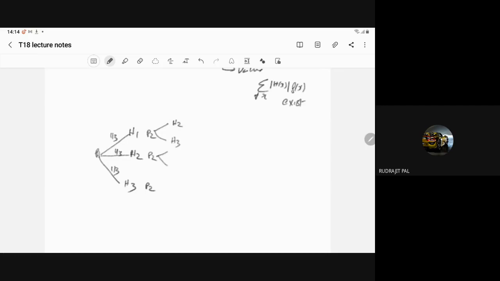If person 1 has selected hat 2, then person 2 has the choice of selecting hat 1 and hat 3. Similarly, if person 1 has selected hat 3, then person 2 has the choice to select hat 1 and hat 2. So what are the probabilities? 1 by 2, 1 by 2, 1 by 2, 1 by 2, 1 by 2, 1 by 2.